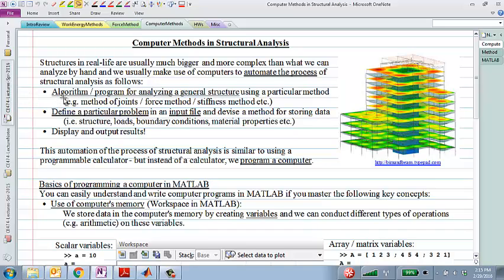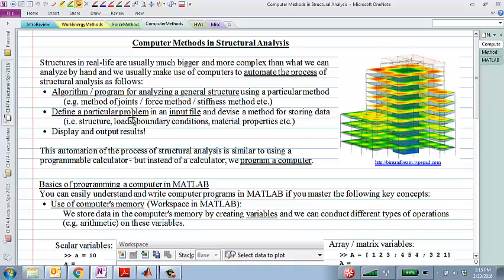So the idea is that we need to first of all come up with the algorithm. The algorithm is exactly what you just mentioned. Draw the free body diagram of all the joints, write the equilibrium equations for each one of those joints, and get a 20 cross 20 system of equations that you solve. So that's the first step in solving a structural analysis problem.